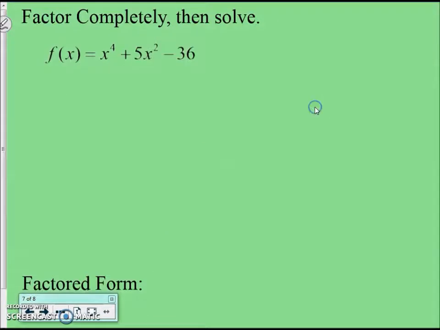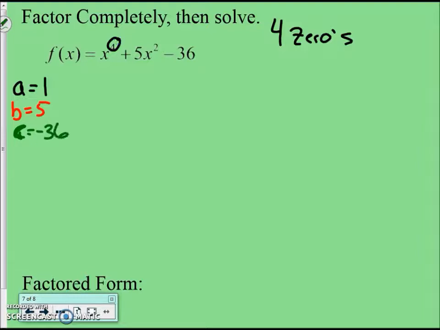All right, for our final example, a 3-term polynomial. Our exponent is 4, so we'd expect 4 zeros. We're going to solve this just like we've been doing now. We have to factor by grouping, but we haven't actually grouped it yet. We don't have the 4 terms, so we start by identifying our a value, which is 1, our b value, which is 5, and our c value, which is negative 36. AC then is also going to be negative 36.